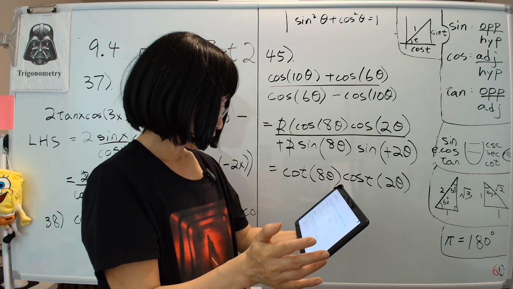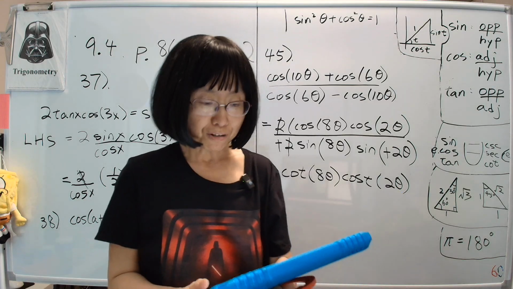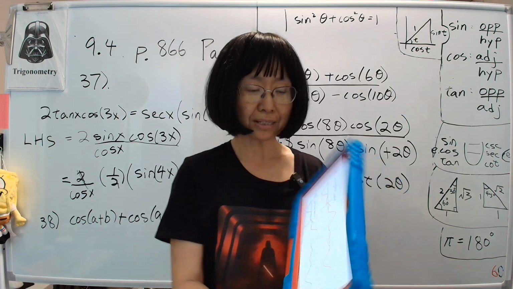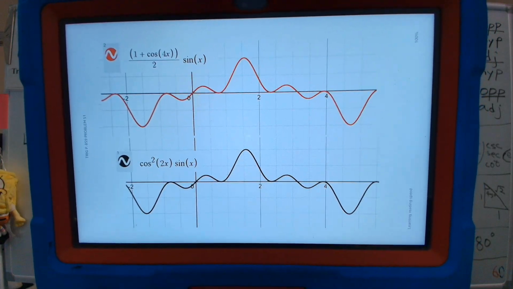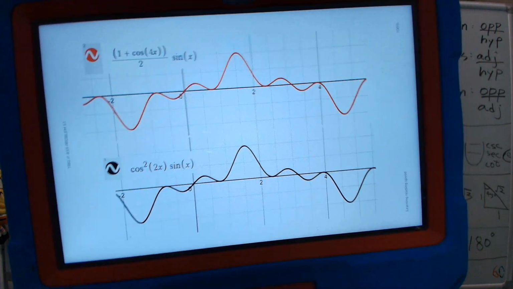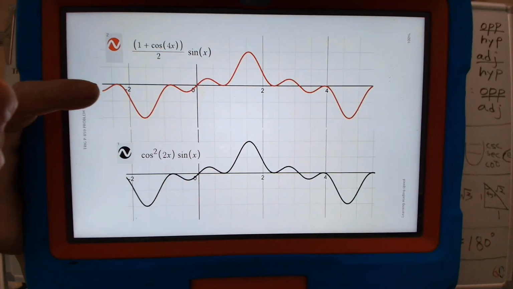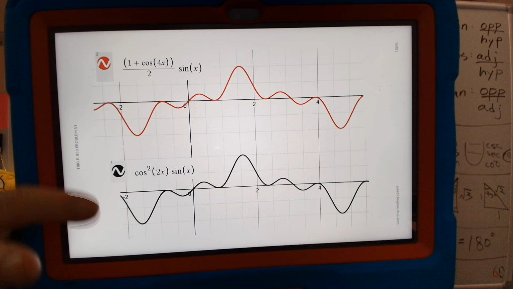So next, let me see what to do next. Oh, before I move on, I should show you something that I forgot to show you last time. This is in the previous section. There was a homework problem number 51 where you're supposed to graph the function and graph one side of the identity and graph the other side to make sure that they are the same.